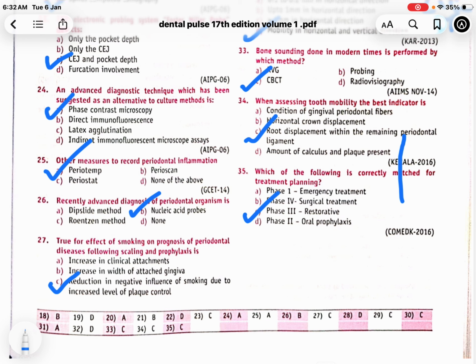Okay. इसमें सबसे पहले आता था preliminary phase, फिर आता था phase 1, which is non-surgical phase. Okay. फिर आता था surgical phase, which is phase 2. फिर आता था restorative phase, which is phase 3, and maintenance phase, which is phase 4. So here only one is correct, which is phase 3 restorative. Okay.